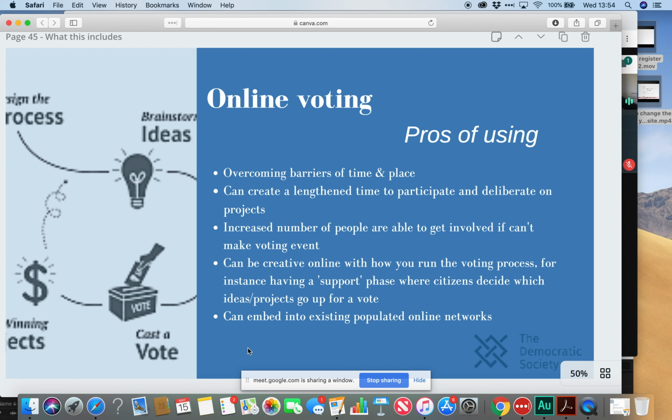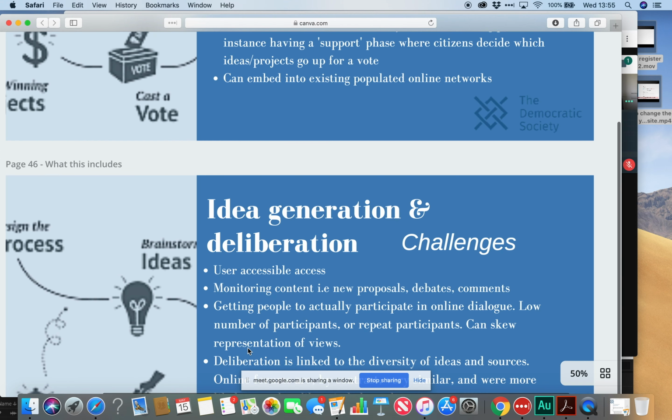You can embed this into existing populated online networks. So what I mean by that is you can link the platform to your website, your council or community website, or your Facebook or your Twitter, and basically it's just one click and then people can get into their voting.